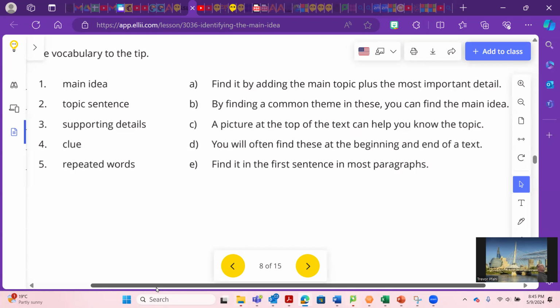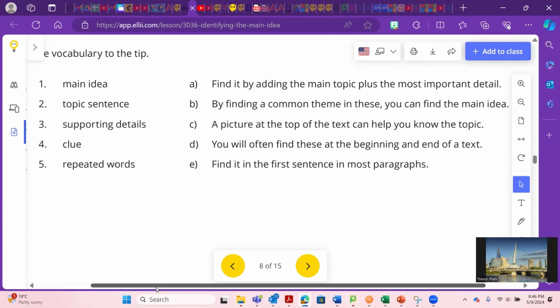So one is A. Topic sentence, E. Usually, and that's how I've talked about writing: today, I'm going to talk about 3 points, first, second, third. I'm organizing what I will write about. So your topic sentence is usually the first sentence in the paragraph. Supporting details. I have a few options, apparently. By finding a common theme in these, you can find the main idea. Or you will find these at the beginning and end of the text.